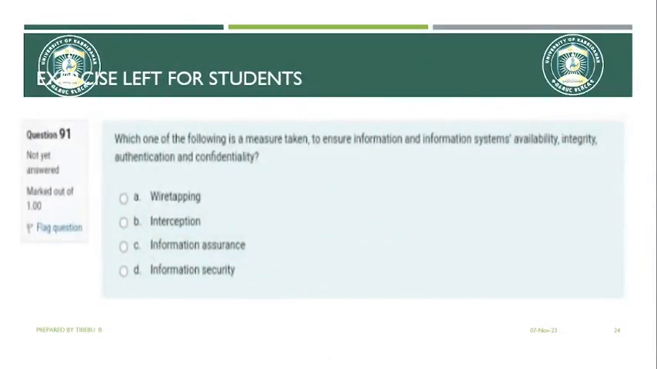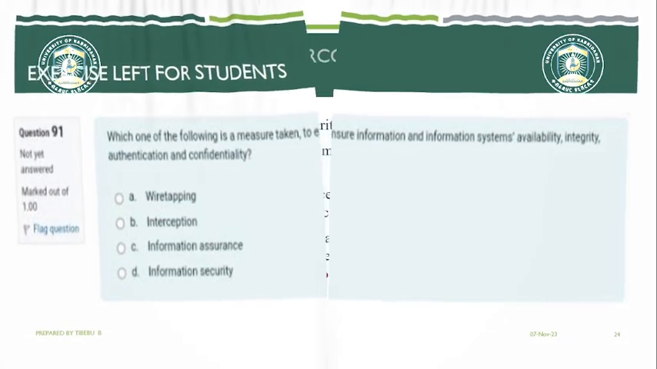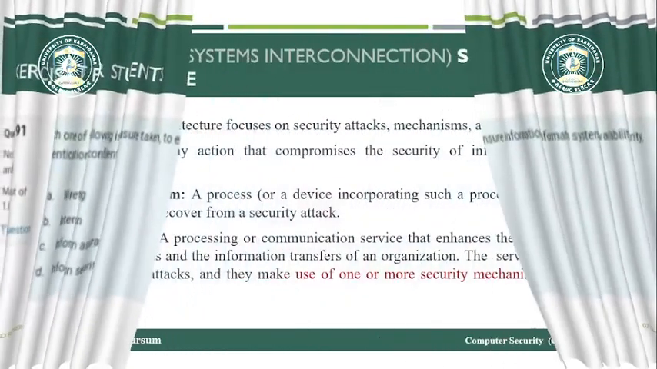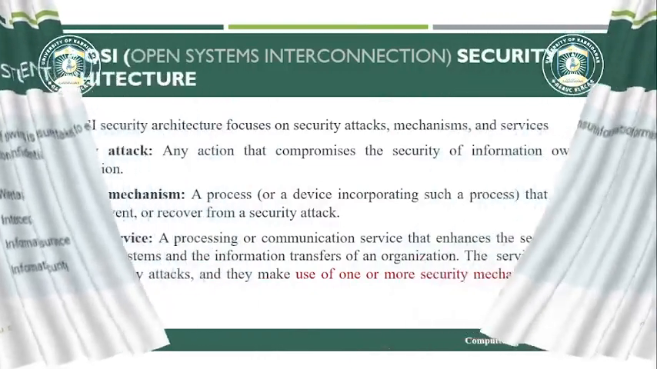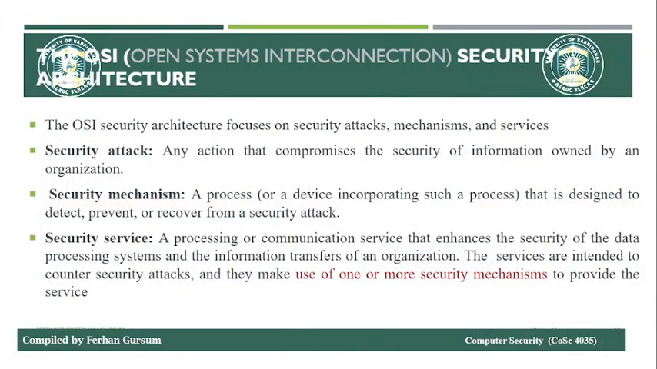So I want to make you brainstorm, okay? እነዚህ ጥያቄዎች አሉ። Which one of the following is a measure taken to ensure information and information systems availability, integrity, authentication, and confidentiality ይላል። Wire tapping, interception, information assurance, information security. Okay, all this we will try to give the answers on the next video.